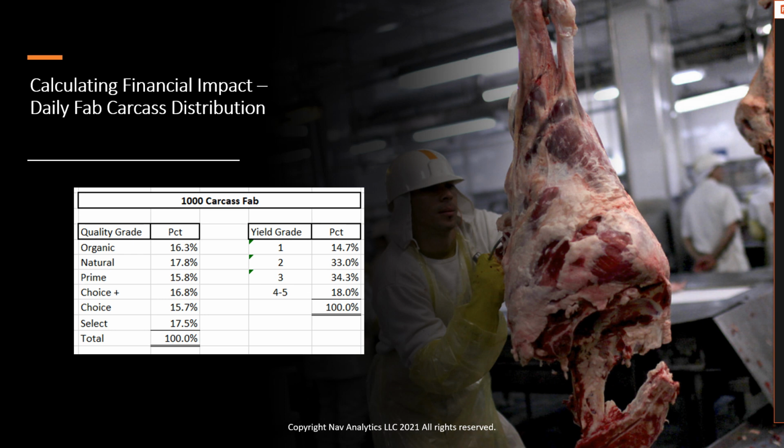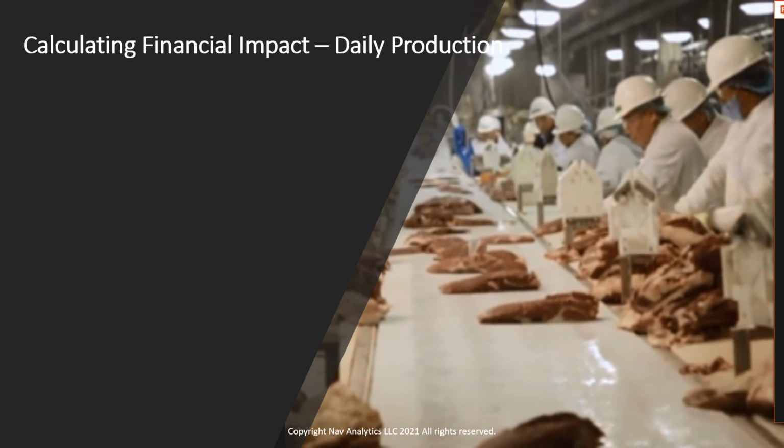Now we're going to look at a daily fab. We're going to assume there are 1,000 carcasses coming through. We're going to assume that this is the distribution of the quality grades and programs, and these are the yield grades of the carcasses coming through.